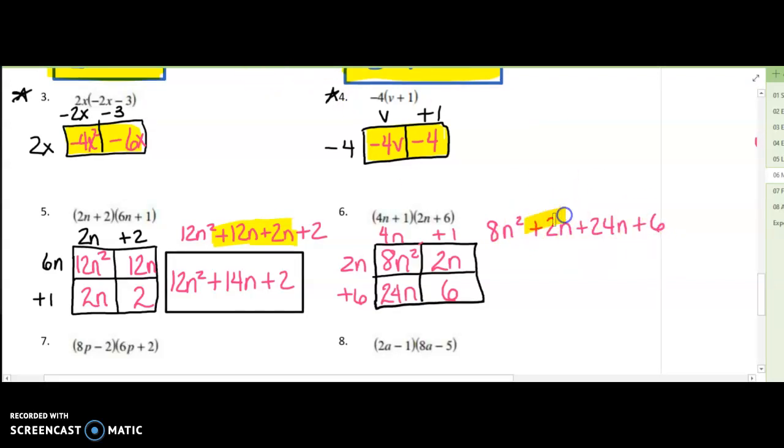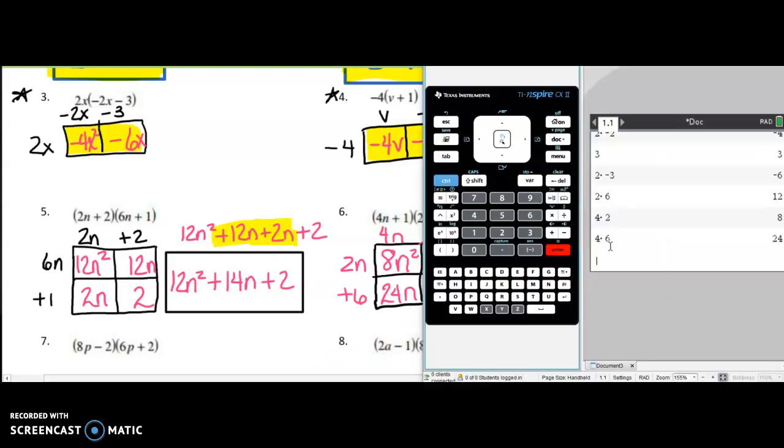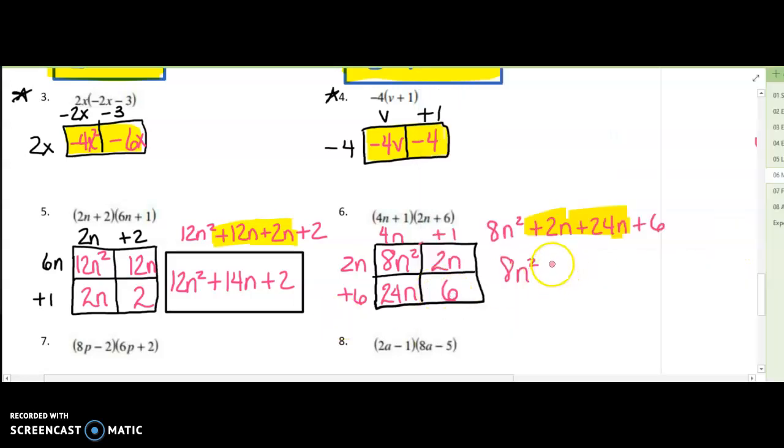The terms that are alike are the n terms. We have plus 2n and plus 24n, right? So we're going to bring down the 8n squared. We have to add the 2 and the 24. We're combining those, right? Because they are alike. They're like terms. 2 plus 24 is 26. So we have 26n and then plus 6. Y'all, and we're done with that one.